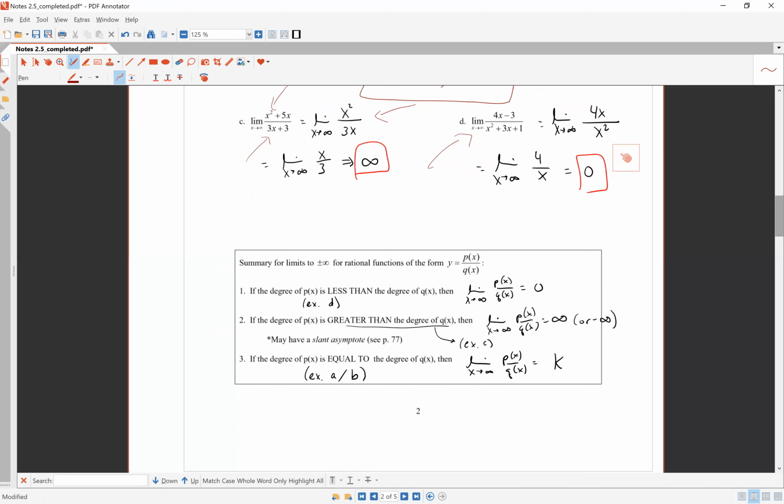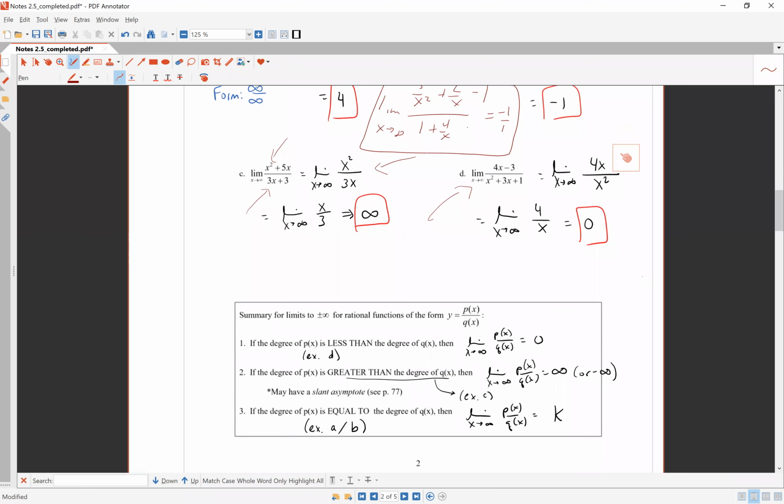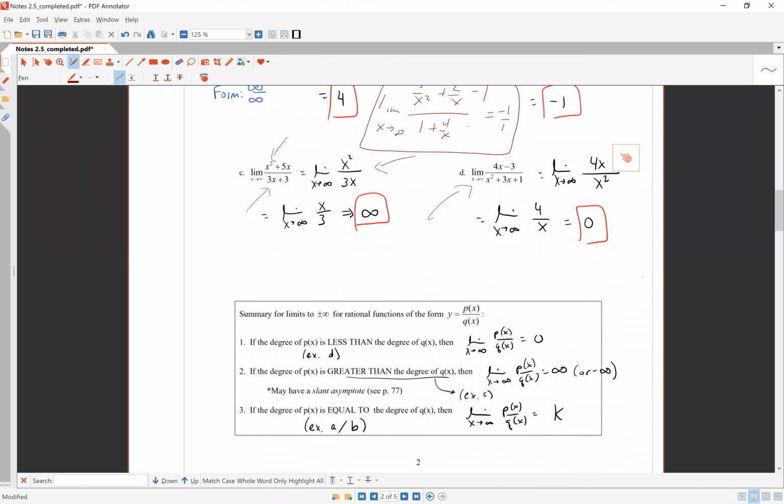So let's say you have this P of x and Q of x. I'm looking at this square right here. They both go to infinity. But if the degree of P of x is less than the degree of Q of x, we saw in that last one, D, the limit goes to 0. If the degree of P of x is greater than Q of x, well, you saw there in C, the limit goes to infinity. And then for A and B, we just saw that the limit went to a constant when the degree of P is equal to the degree of Q of x. It goes to a constant.